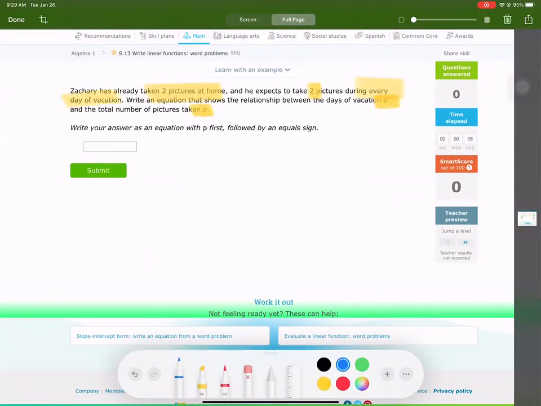So let's go ahead and start off. Imagine this was you. You already took 2 pictures, right? We're done with 2. And then for every day of vacation, you're going to take 2 more pictures. And this will give us our total number of pictures taken. So let's take a look here. We use D for the days of vacation, and P as the total number of pictures. So once you write an equation, just double check if it makes sense.